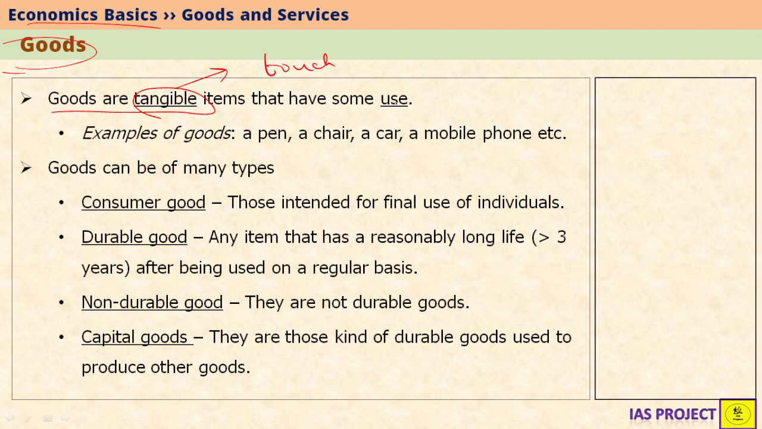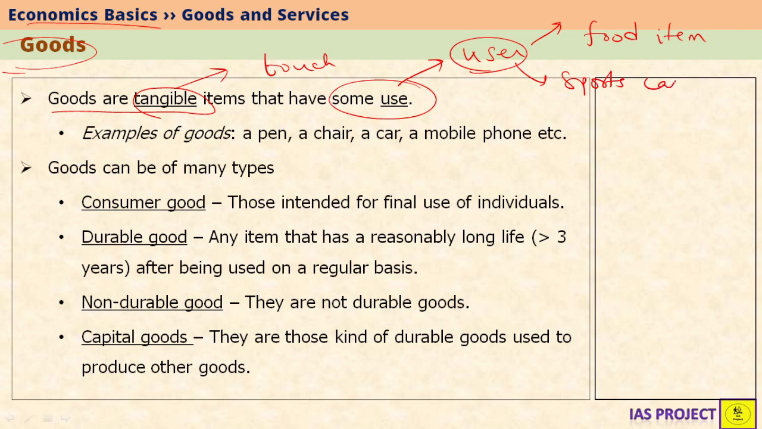Goods are tangible items that have some use, and this use is determined by the user. For example, for a poor person, a food item may be the most useful thing. For a rich person, a sports car may be a useful thing. A poor person may not have any use for a sports car, but he may have use for food items. So the word use here must be seen from the point of view of the user. So goods are those tangible items that have some use. Examples of goods are a pen and notebook, a chair or a table, a car, a mobile phone, or any kind of appliances that you use in your home.